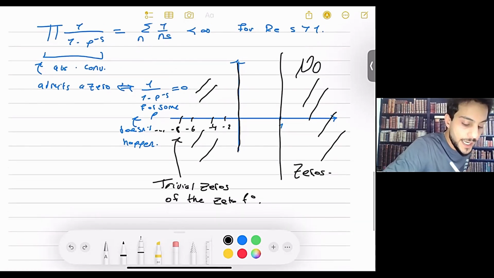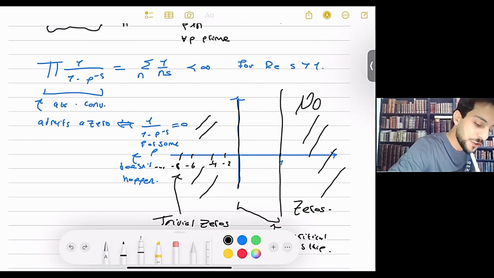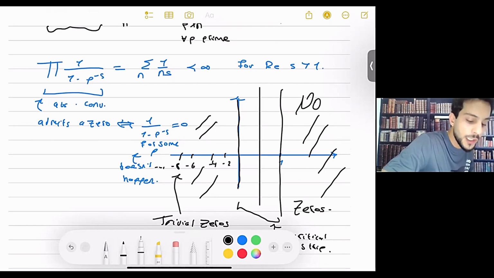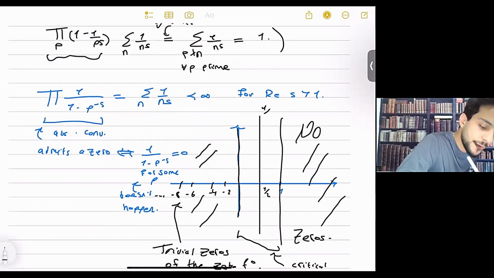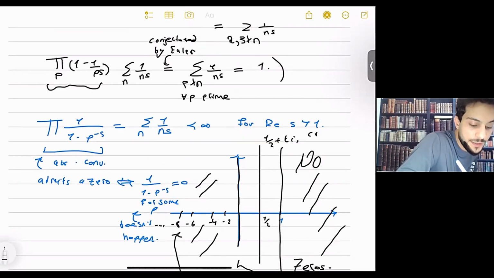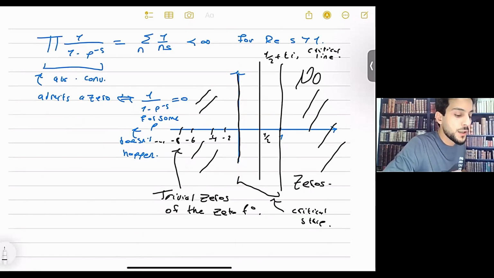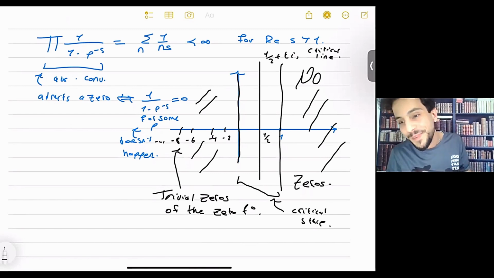All of that is to say that the zeta function has its zeros in this strip, and this is the so-called critical strip. And the conjecture is that the zeros of the zeta function actually all lie on one line, which is the line 1/2 plus ti. And this is the so-called critical line. So this was a rough idea, and in the coming videos, we're going to be elaborating more on this. So stay tuned.